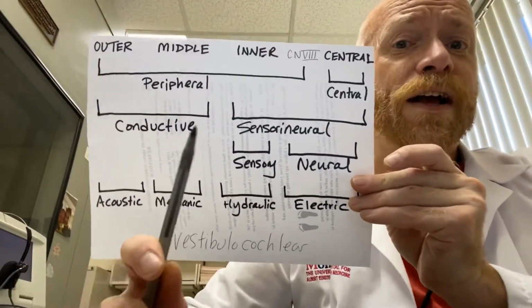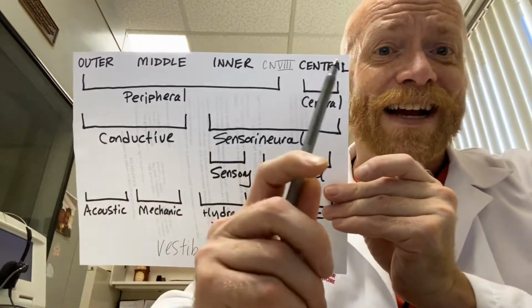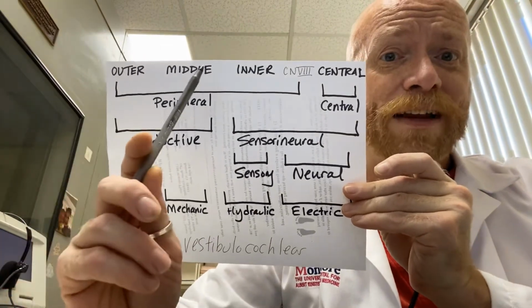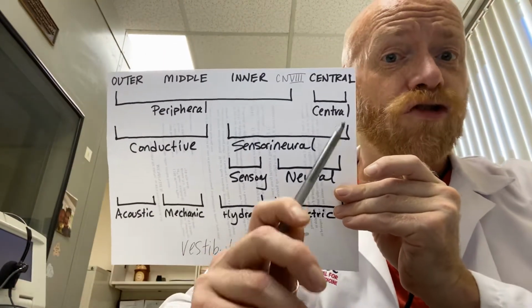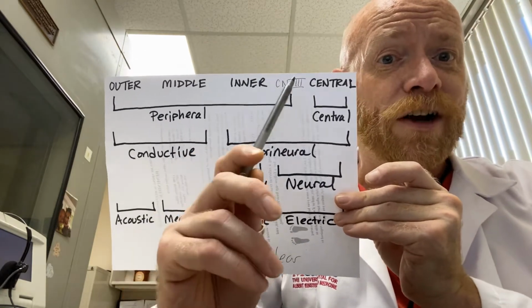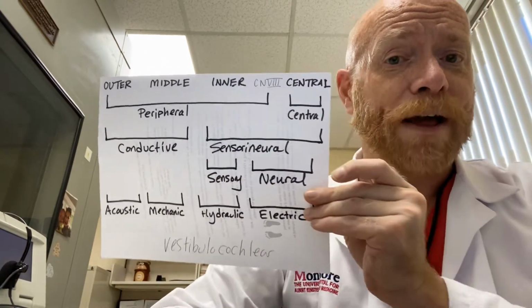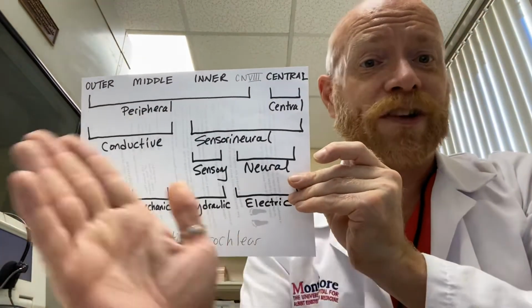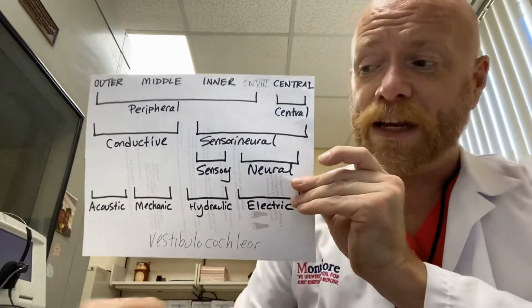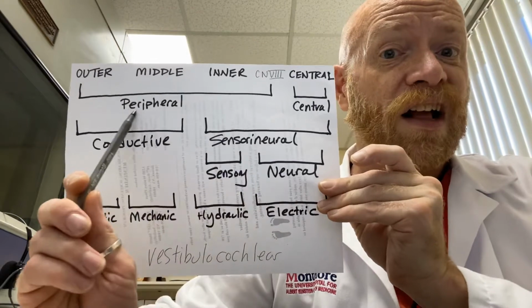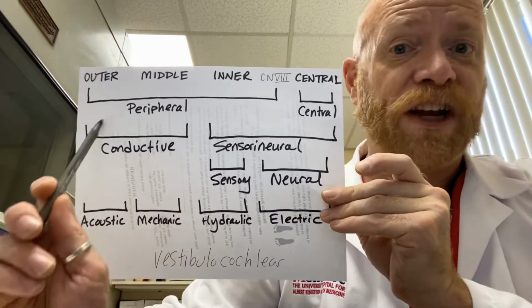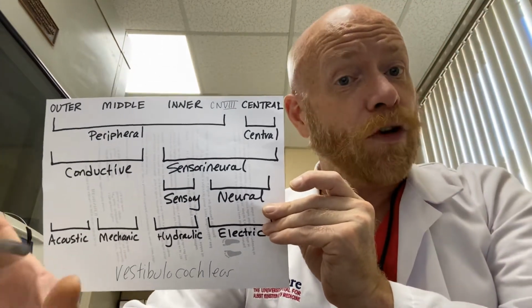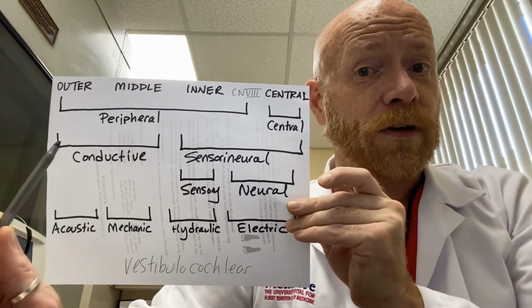Now, we can further demarcate the entire auditory system by the conductive mechanism, which is the outer and middle ear, and the sensory neural mechanism, which is the inner ear, cranial nerve number 8, and the central auditory pathway. Conductive just has to do with sending the sound wave energy, those vibrations, deeper into the auditory system. This part here is really just machinery.